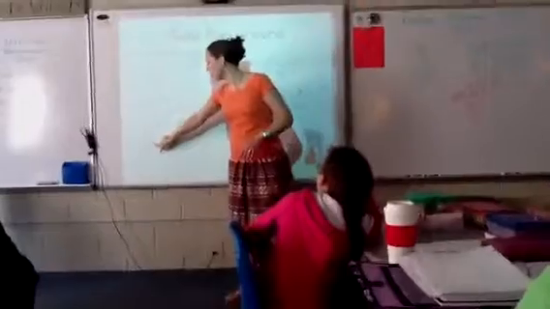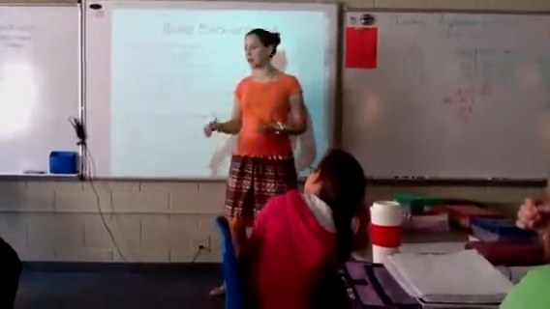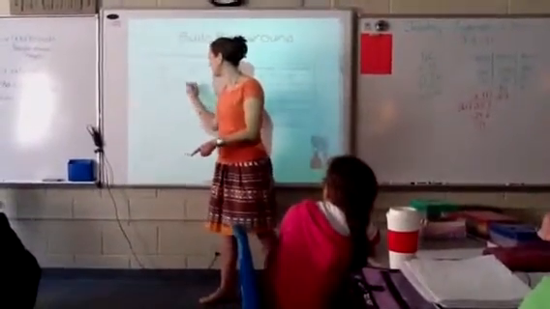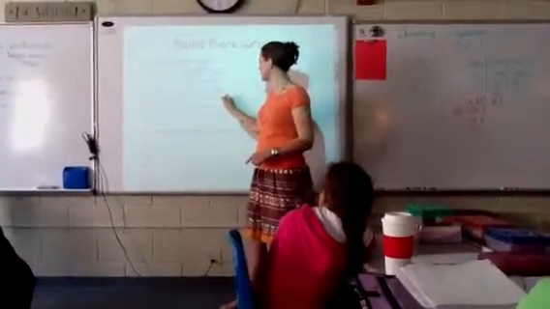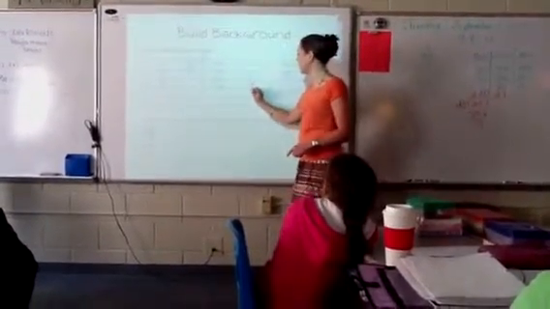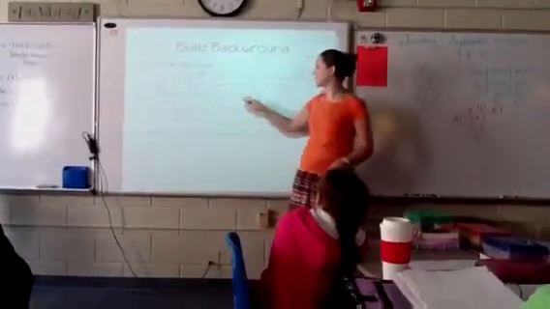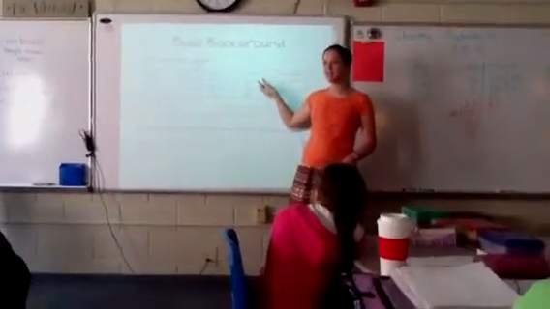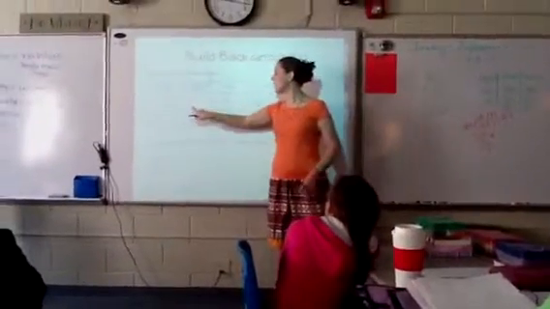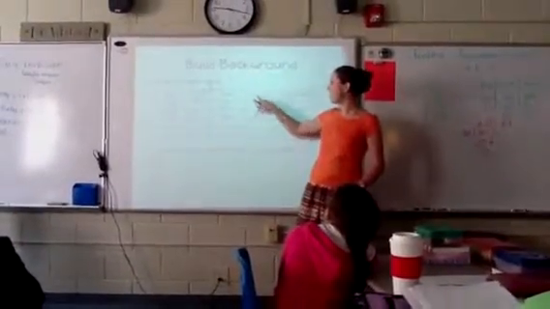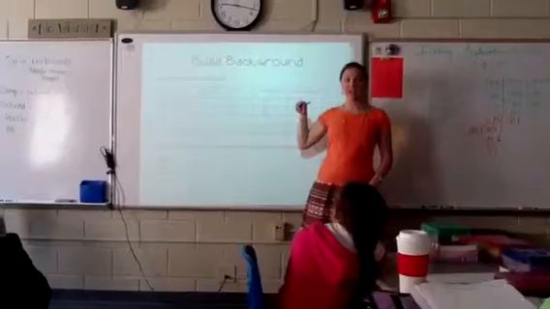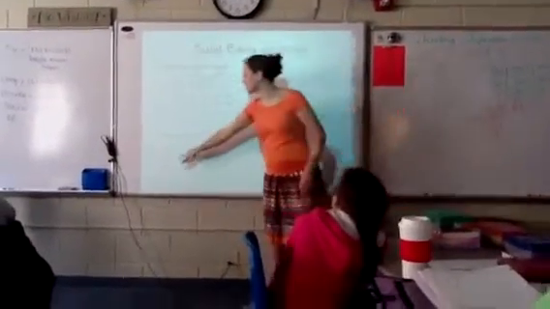We have this number. What number's going in the ones place? 7. Okay, and then we have 6 in the tenths, 5 in the hundredths. We read this 7 and 65 hundredths. Okay, everybody read it with me. 7 and 65 hundredths. Everybody understand? Yes, ma'am. Okay, let's go to the next one.